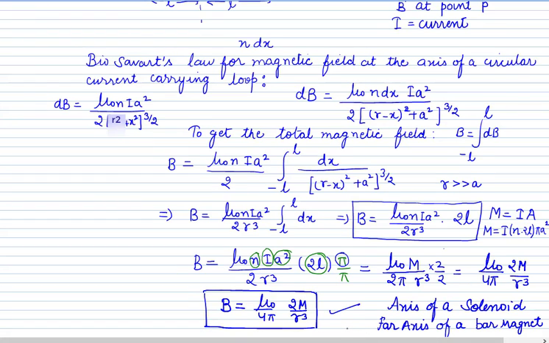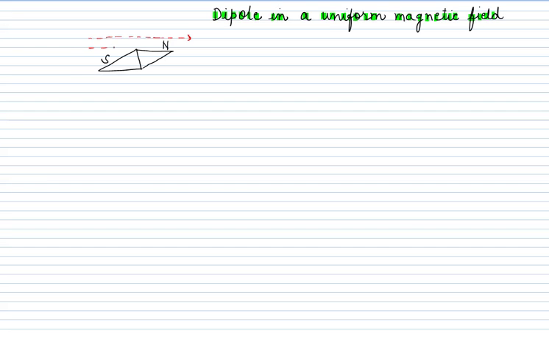And next what we will do is place a dipole in a uniform magnetic field. So let us quickly go there. So here we are using a dipole. So this is a dipole, north and south. And it is kept in a magnetic field, which is a uniform magnetic field. So we'll study a dipole in a uniform magnetic field. So this is the direction of the magnetic field.